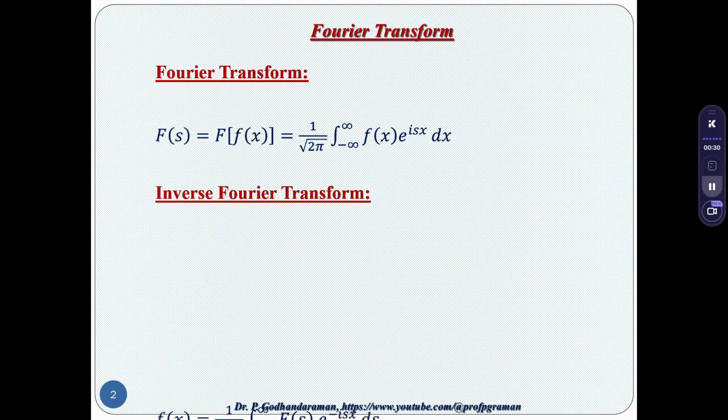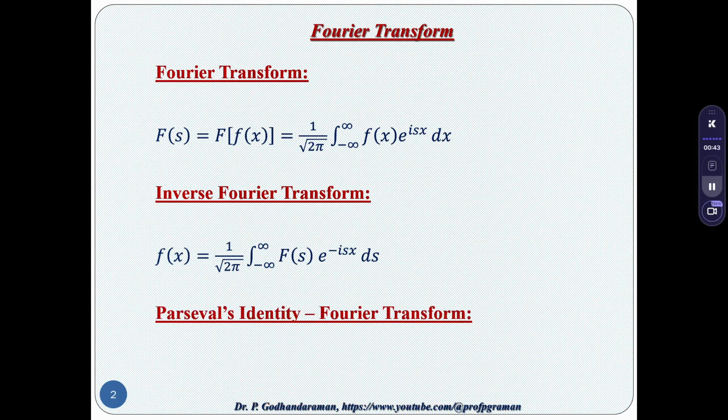Inverse Fourier transform: f(x) is equal to 1 by square root of 2 pi, integration from minus infinity to plus infinity of F(s) e^(-isx) ds. Parseval's identity for the Fourier transform: integration from minus infinity to plus infinity of |f(x)|^2 dx is equal to integration from minus infinity to plus infinity of |F(s)|^2 ds.